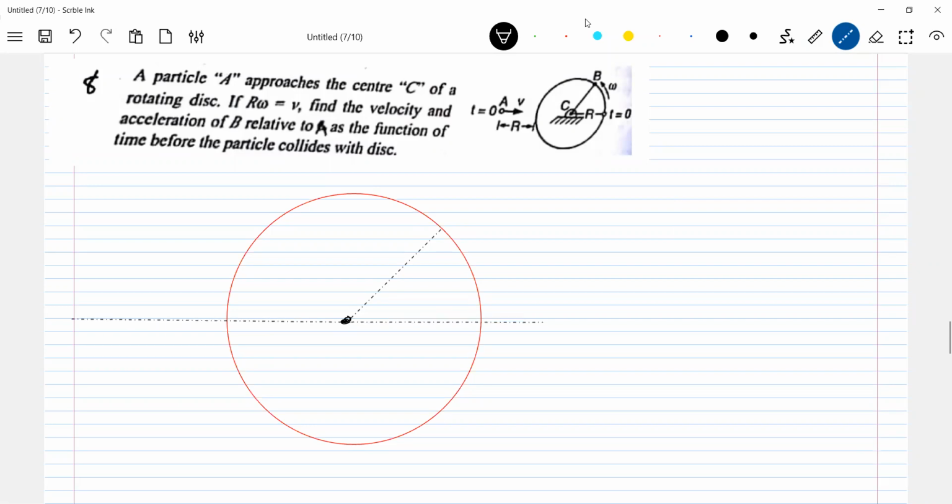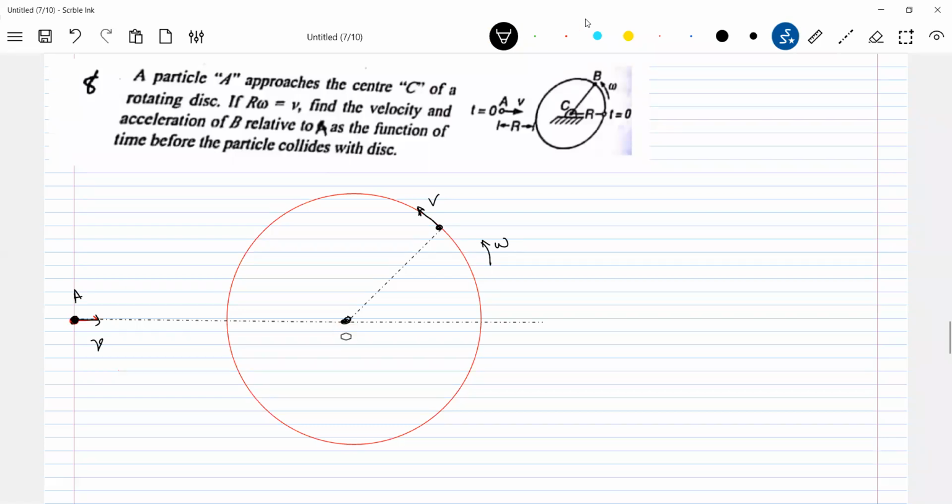I'll give a clear diagram. See this one. This is a particle A. It is moving with a velocity V. And the other particle is also moving in a circular path with the same tangential velocity V only, and it's having angular velocity omega. According to the diagram, it is given like this.